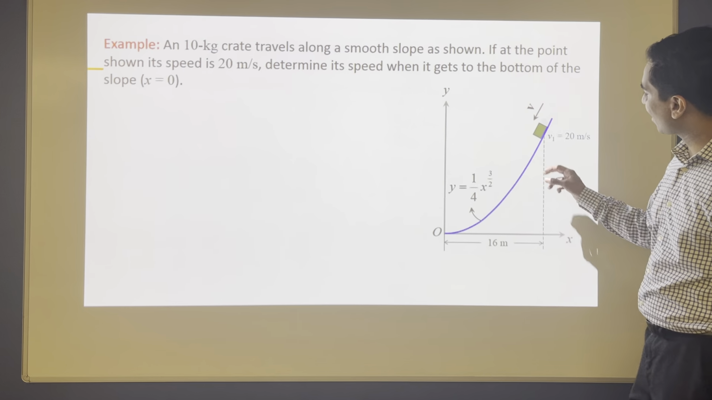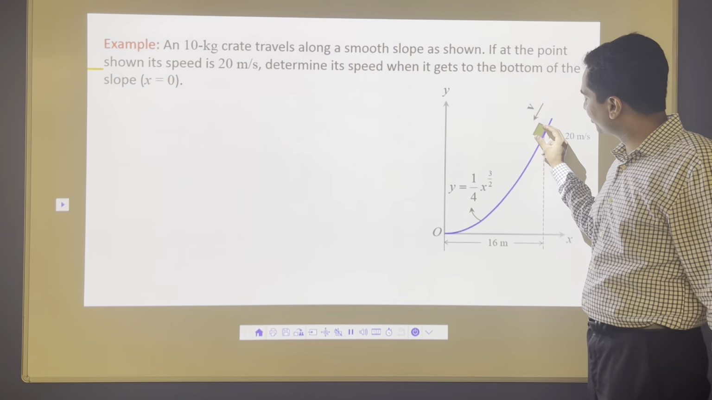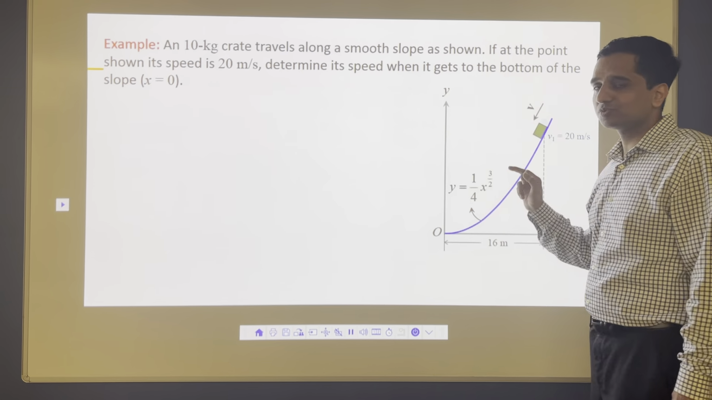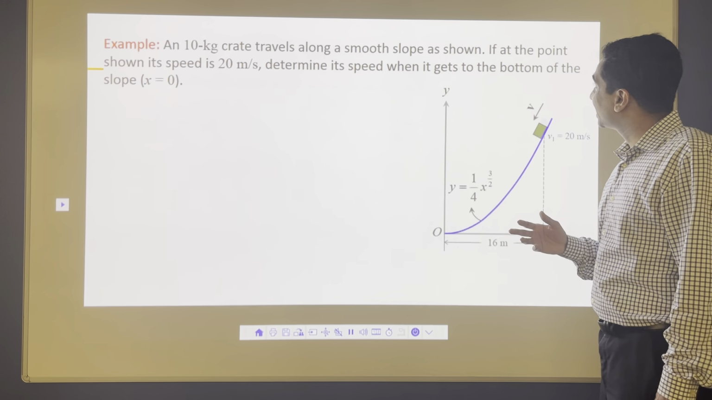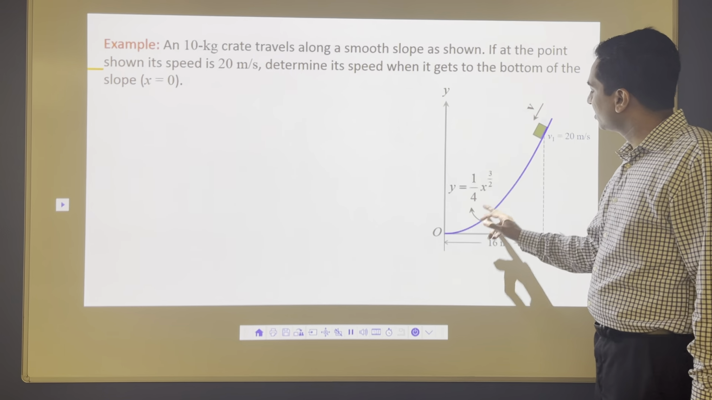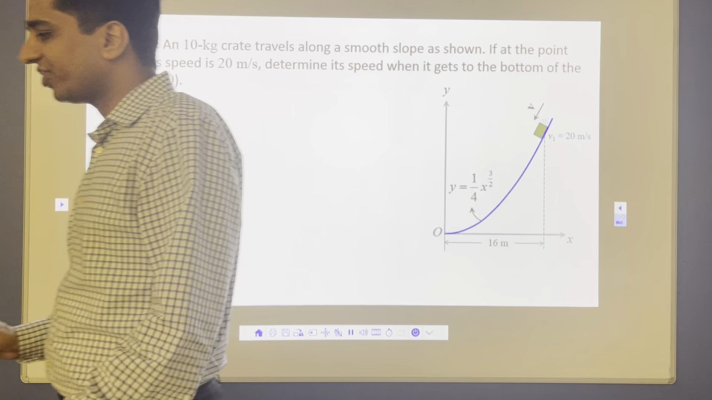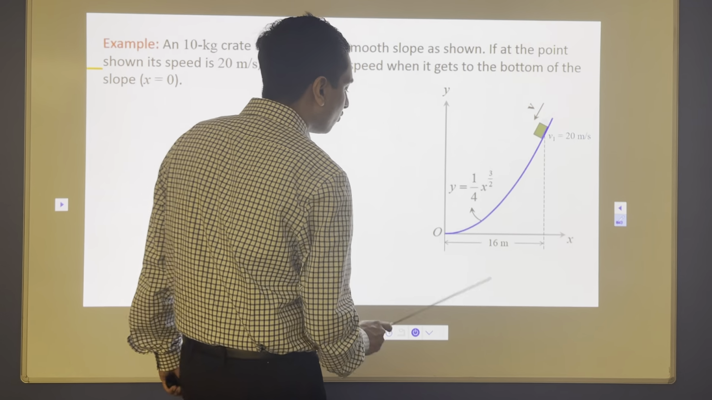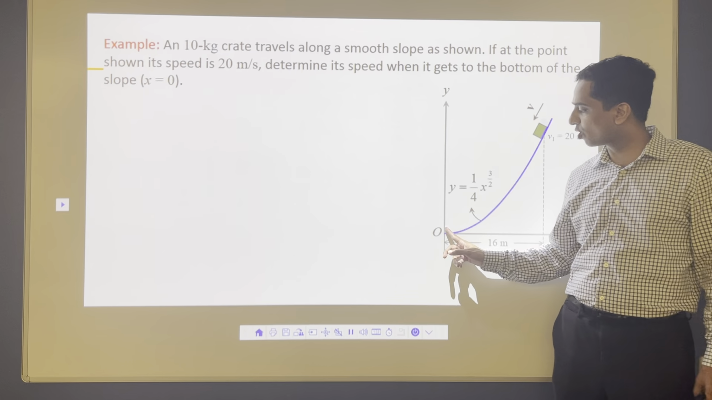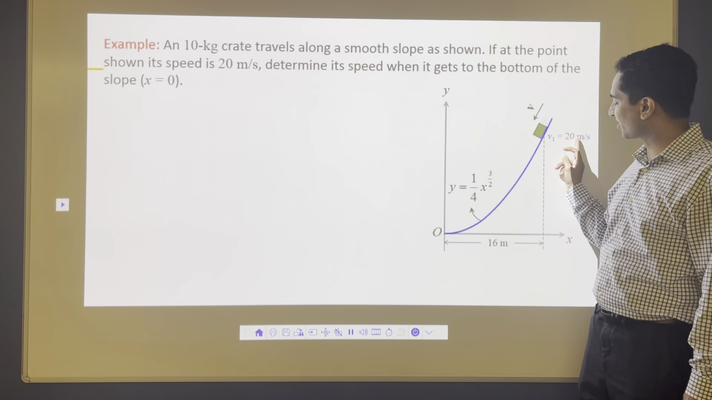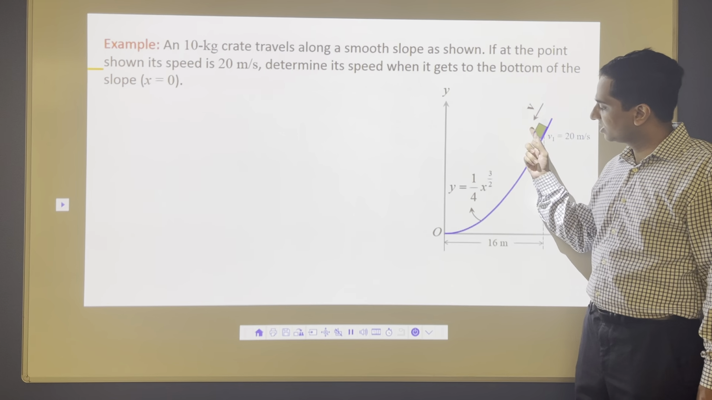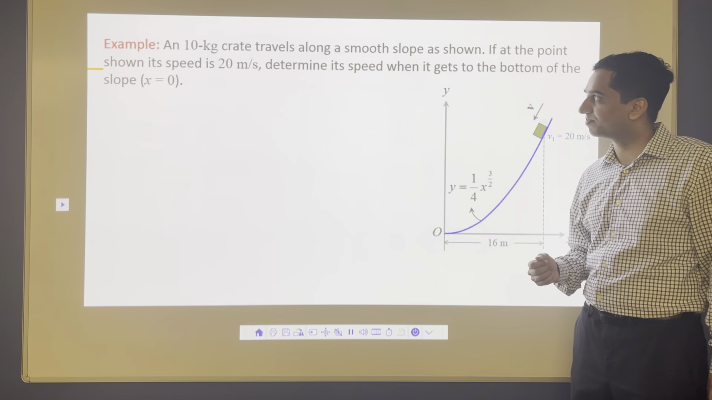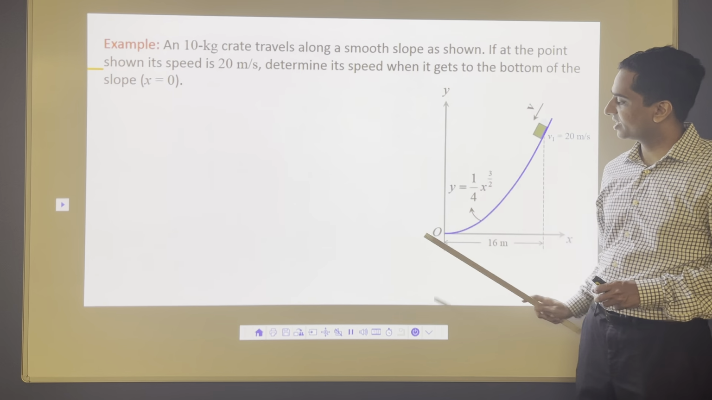In this problem, what we have is a 10 kilogram crate traveling from this position to this position. It's a free fall on this slope. This slope is smooth, which means it does not have friction. So as it is coming down without friction, we want to find out the velocity when it reaches this point. It has a velocity of 20 meters per second here. That's your initial velocity. Because of gravity it's coming down. What is the velocity at this point? That's the problem. Determine the speed when it gets to the bottom.